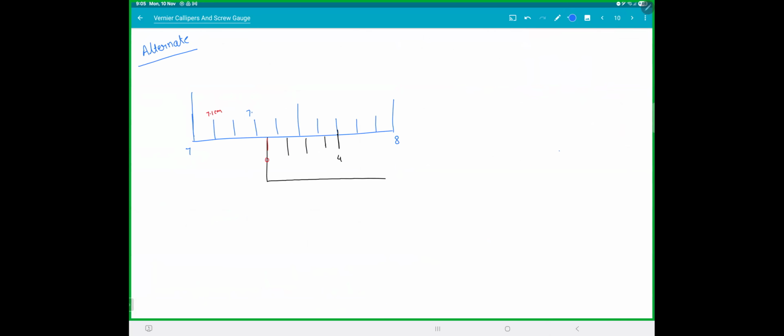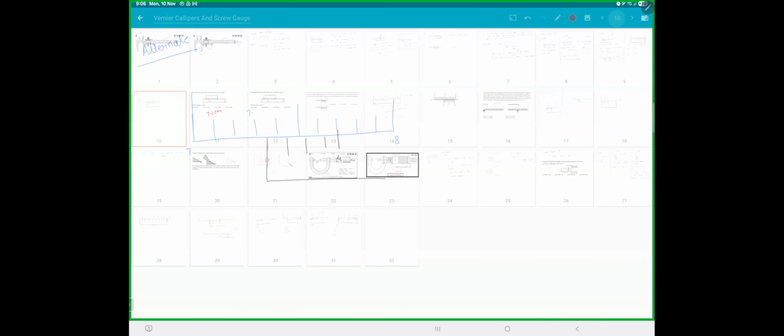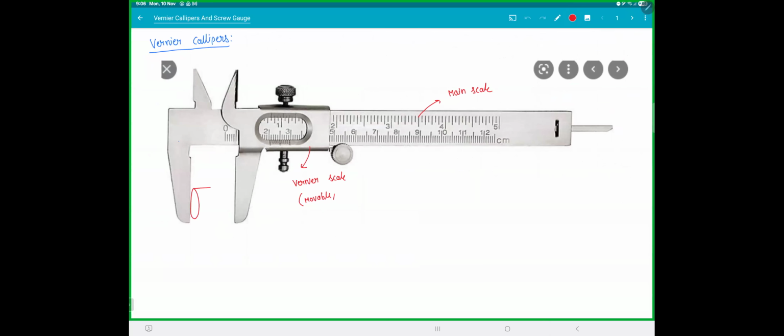Let's say someone gives you a reading like this. Understand the meaning of this. When I put an object between the jaws, can I say like this? The length of the object is the distance moved by the Vernier calipers. Do you agree with that statement? The distance moved by the Vernier calipers must be equal to the length of the object. Agreed? Because initially the jaws are touching each other. The distance between them is 0. So when you keep an object between them, the increase in distance must be the distance moved by the Vernier calipers. That statement is clear.